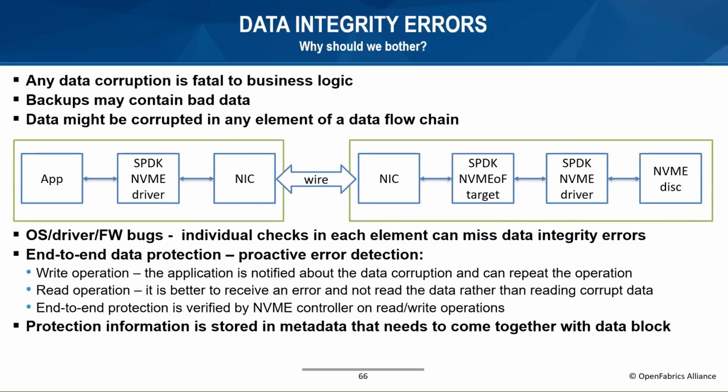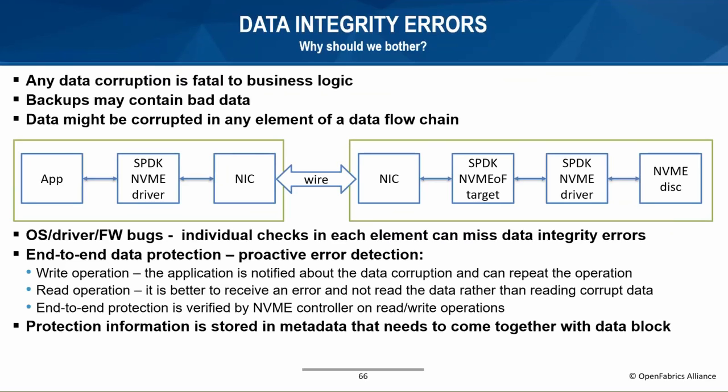So why should we worry about data corruption? The obvious answer is that it is fatal to business logic. It may break your backups and do many other bad things. If we consider some user space application built on top of SPDK, then data might be corrupted in any element on its way to remote disk. It can be either SPDK NVMe driver or NIC or NVMe disk itself. Usually each of these elements performs its own data integrity check. For example, IP checksum is verified when data goes through the NIC, but each element may contain some bugs that can overlook the corrupted data.